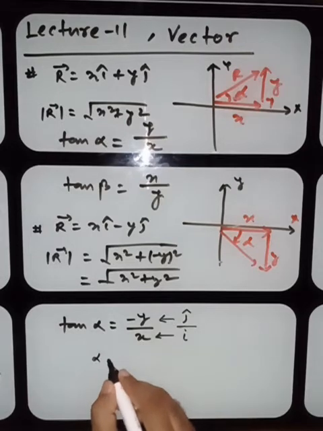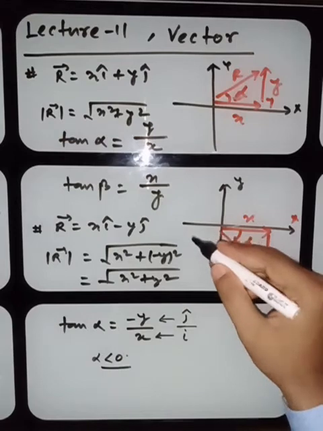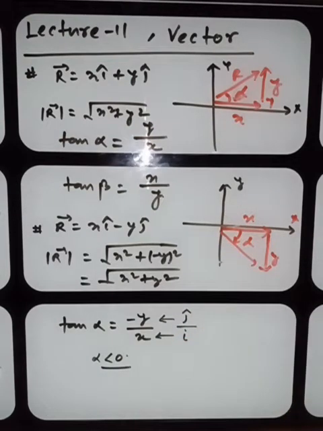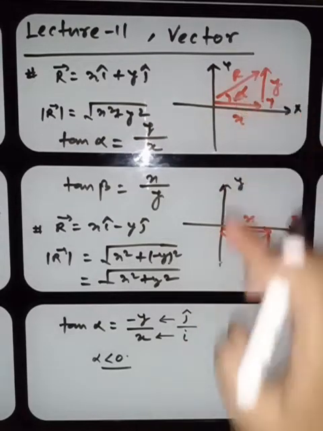Okay, and this alpha is negative. Why? Because we are going clockwise. The clockwise angle you have studied in standard 10. The clockwise angle is always measured as negative. All right, so this is negative and this is positive.